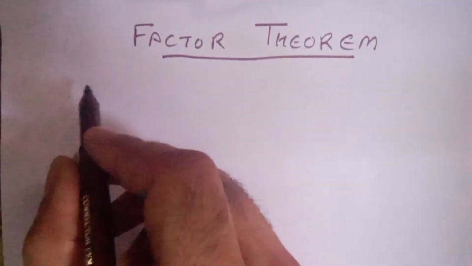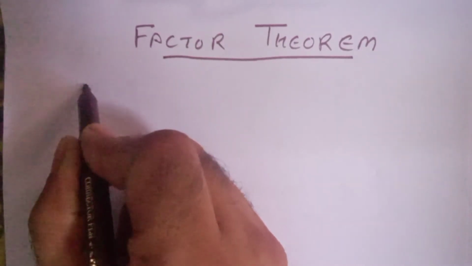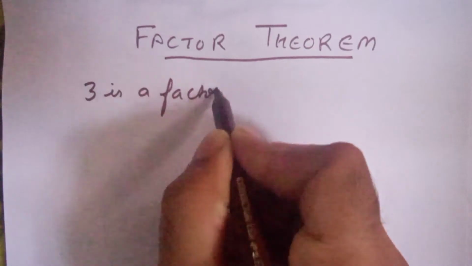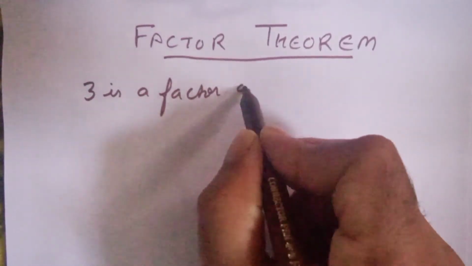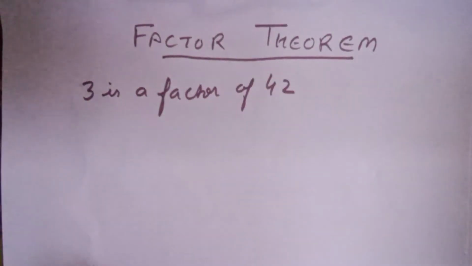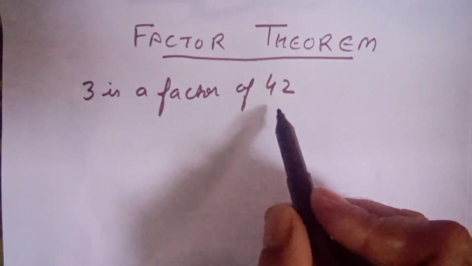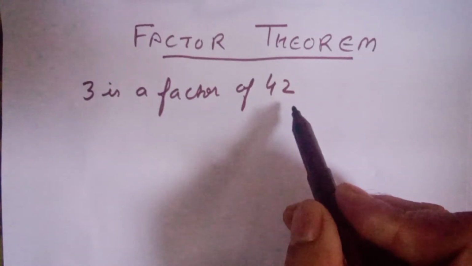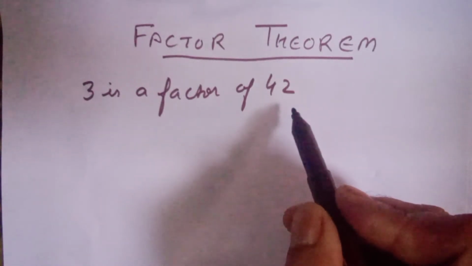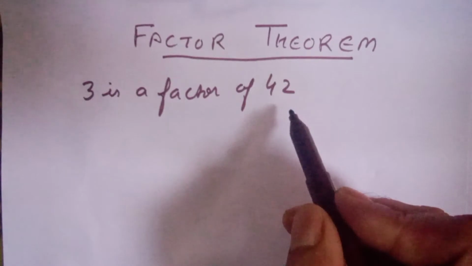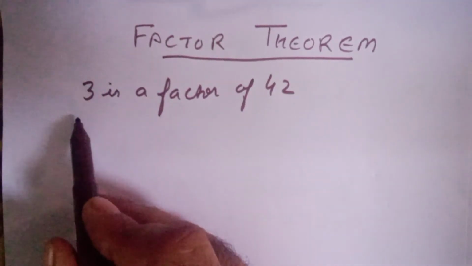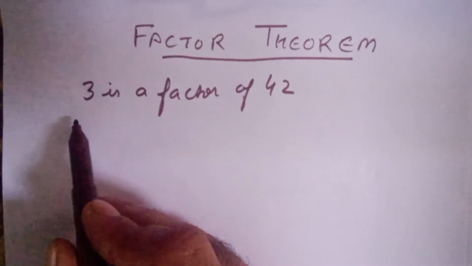You know that 3 is a factor of 42. There are other factors of 42 also, like 1, 2, 3, 6, 7, 14, 21. All these are the factors of 42. Now why are these the factors of 42? Why is 3 a factor of 42? That is the main question.